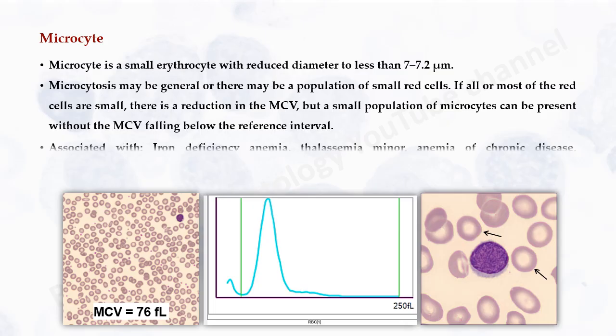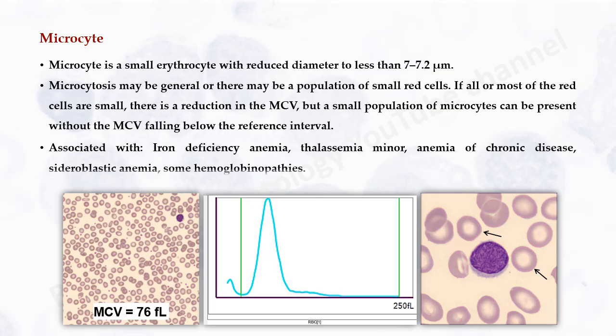Microcytes are often associated with iron deficiency anemia, thalassemia minor, anemia of chronic disease, sideroblastic anemia, and some hemoglobinopathies.